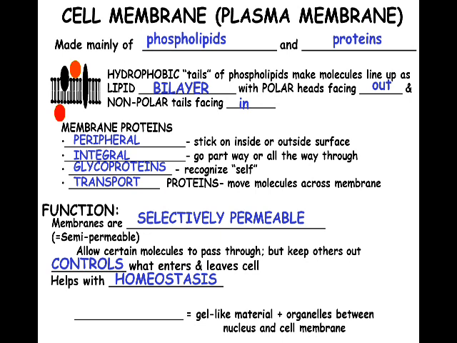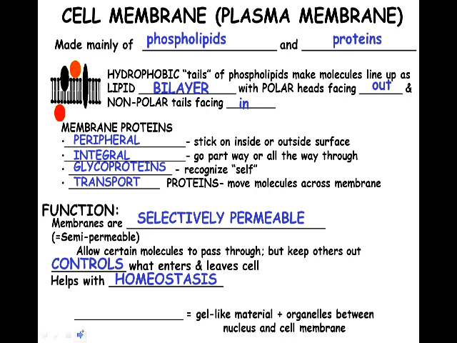Transporting, making sure that the cell has everything that it needs, maintaining the balance of water and ions and food in the cell, all the protein molecules and sugar molecules. All of that balance, that homeostasis, is in part regulated and controlled by the cell membrane, what it's allowing in and what it's keeping out.